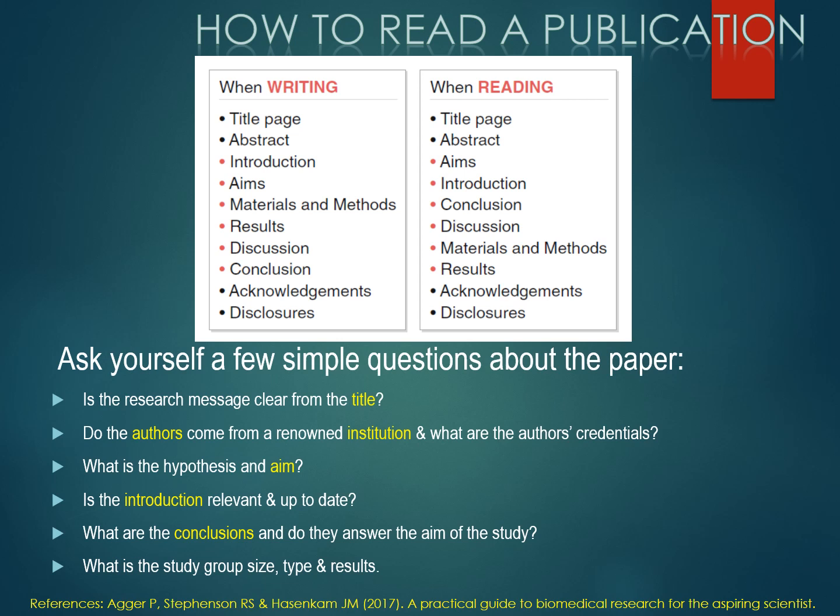So here are a few simple questions to ask yourself about these papers. Is the research message clear from the title? Do the authors come from a renowned institution, and what are their credentials? What is the hypothesis and the aim? Is the introduction then relevant and up to date? And then what are the conclusions, and how do they answer the aim of the study? This is very important. Also, when judging the scholarliness of an article, are the conclusions answering the aim set out in the manuscript? And then what is the study group size, the type, and the results?